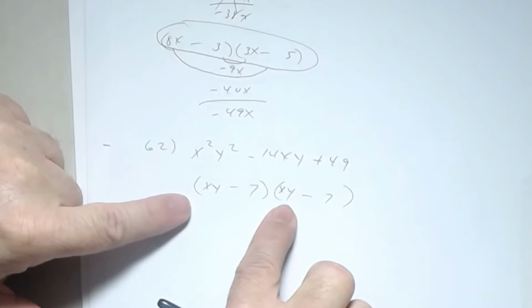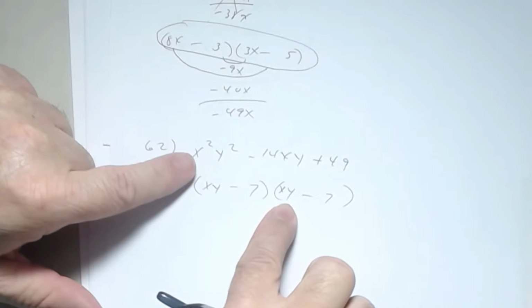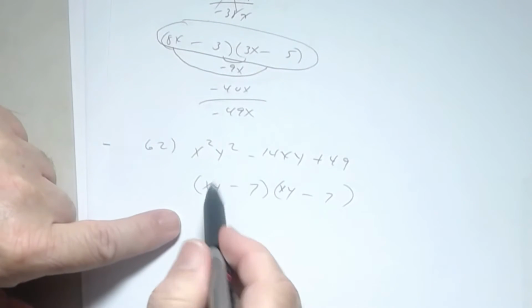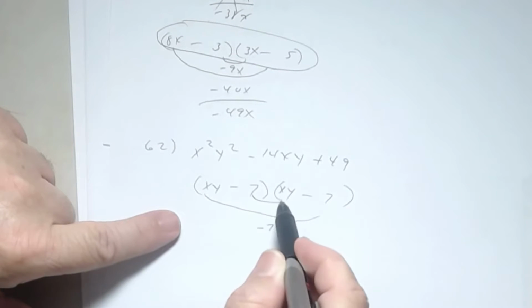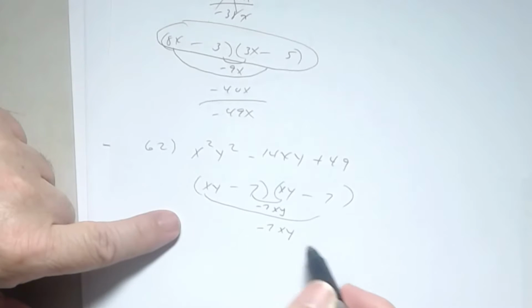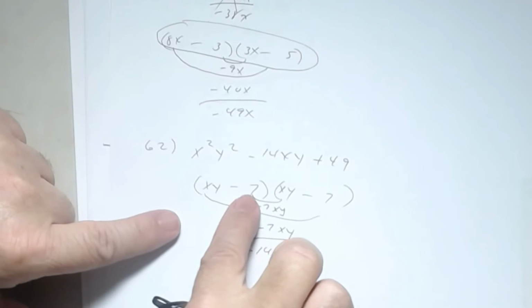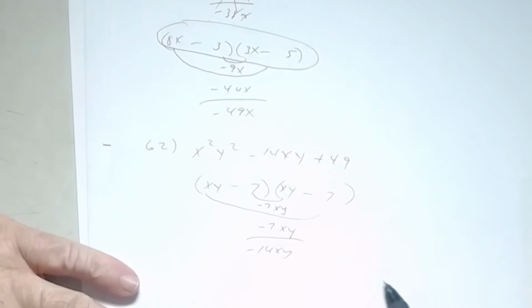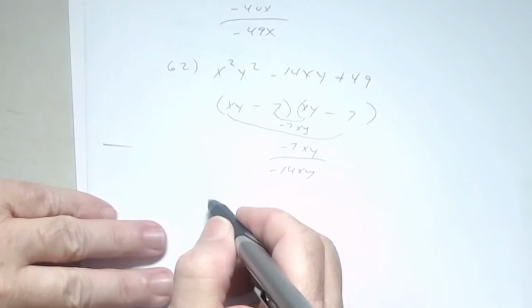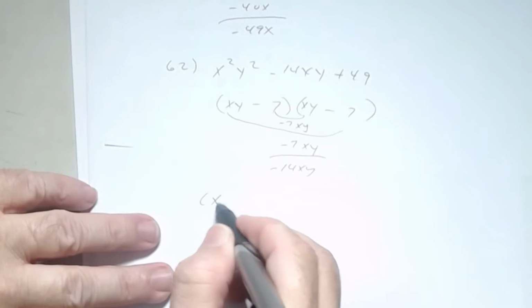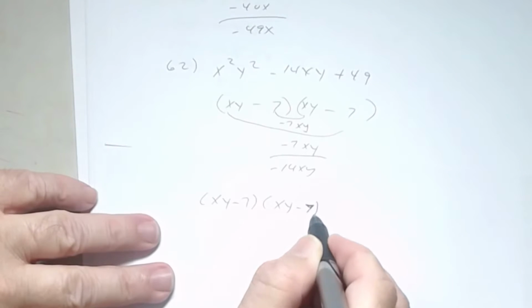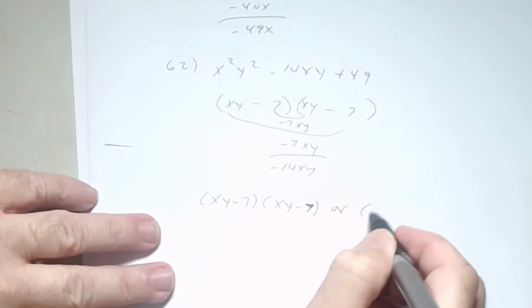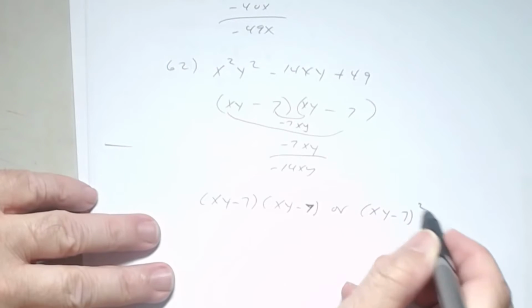xy times xy is x squared y squared. The outer is negative 7xy. The inner is also negative 7xy, negative 14xy, which is what you wanted. And a negative 7 times a negative 7 is a positive 49. So we nailed that one. Your answer could be xy minus 7 times xy minus 7. Since the binomials are the same, you could say xy minus 7 squared.